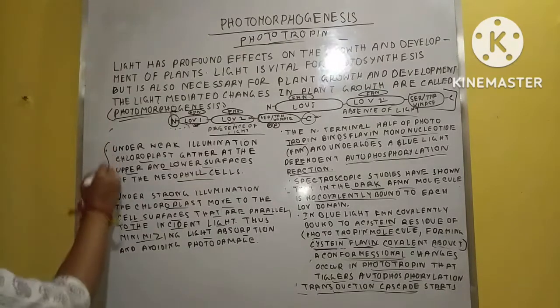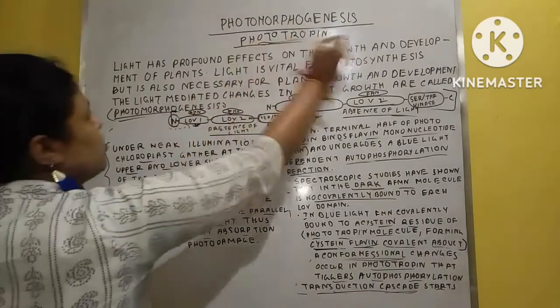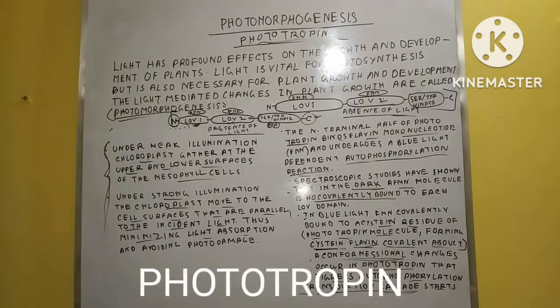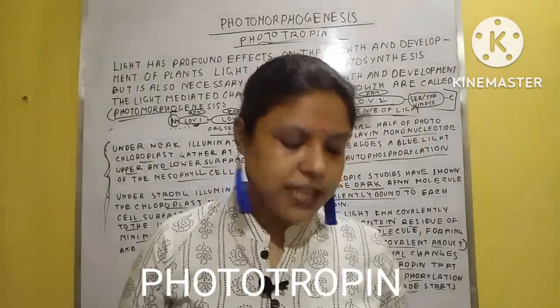These two things are totally done by the phototropin. The phototropin pigment helps in these two types of situations occurring in the chloroplast. So today's topic is the phototropin pigment. Now it is ended here.